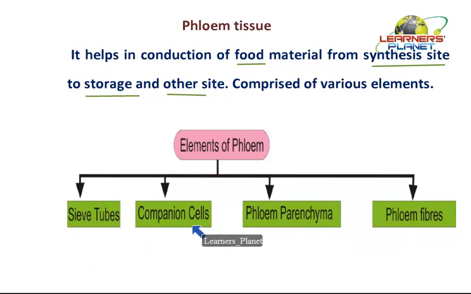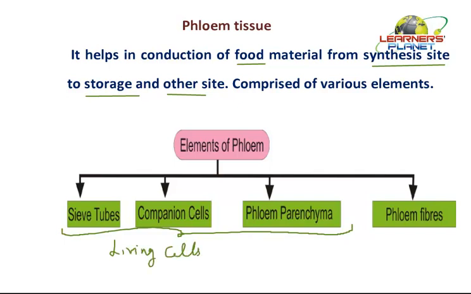Now out of all these, sieve tubes, companion cells, and phloem parenchyma, they all are basically living cells. So we can just highlight these 3 points here. All these are actually living cells. They form the living part, or they are comprised of living cells. Whereas the phloem fiber is dead in nature.